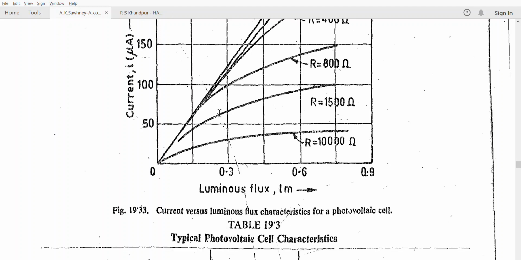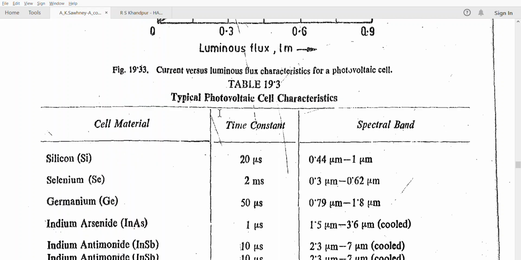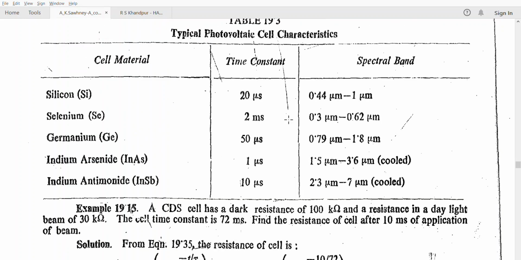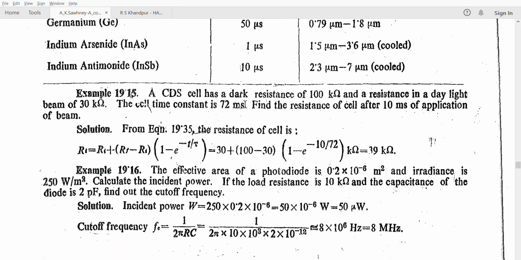Kindly remember, the sensitivity slope depends on your characteristics. The input x-axis should be the flux, and the output should be the measured quantity. And this is the response lag. The time constants are 20 microseconds, 2 milliseconds, or different response bands for different types of voltaic cells.